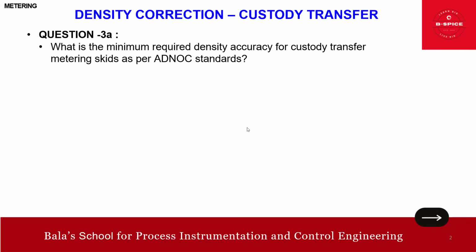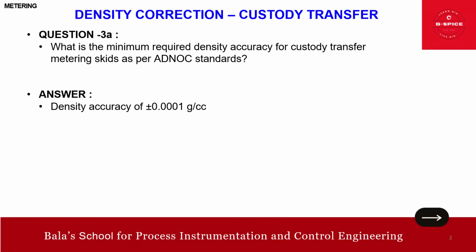What is the minimum required density accuracy for custody transfer metering skid as per ADNOC standard? Friends, the ADNOC standard, of course, is not publicly available. You can also refer to it if you already have a copy. But as per the industrial standard, aligned with ADNOC and API standard, typically it requires a density accuracy of 0.0001 gram per cubic centimeter. So that is one item I want to put forth.